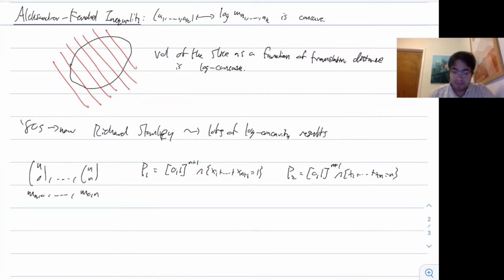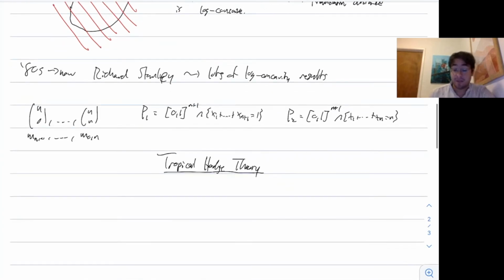And then we're going to be able to access the log concavity of matroid sequences. So to do this, we're going to venture into something called tropical Hodge theory, which sounds crazy because it has tropical and Hodge in the title, but this is just a very basic combinatorial refinement of the Alexandrov-Fenchel inequality, a very basic, very minor improvement to the Alexandrov-Fenchel inequality. Okay. So let me tell you what it is.